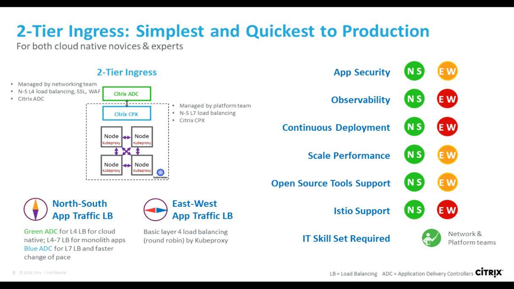Let's go back to this architecture again. For north-south traffic, you have two ADCs. One is inside the Kubernetes cluster, one is outside. The green one is managed by the networking team. It does north-south layer 4 load balancing. You can also implement many security features like SSL or web application firewall, and that product can be any Citrix ADC in any form factor.